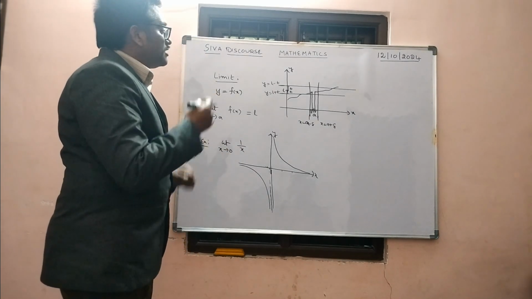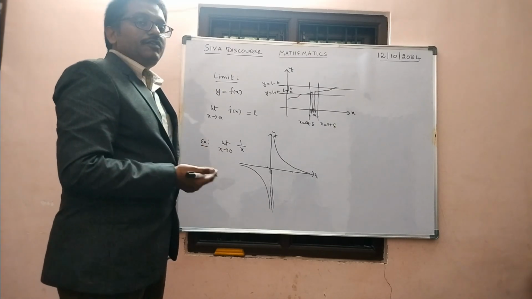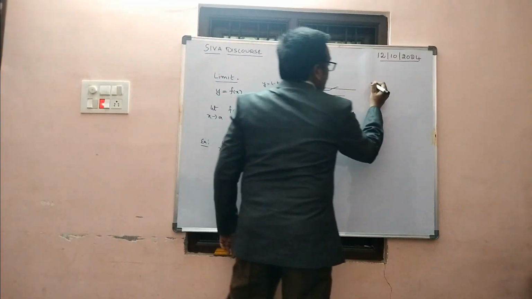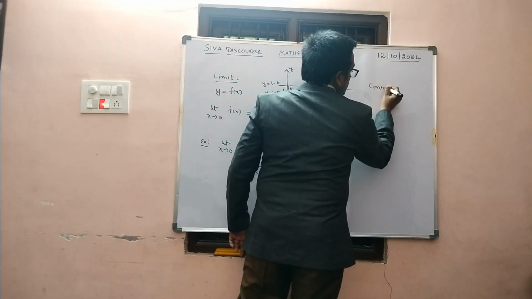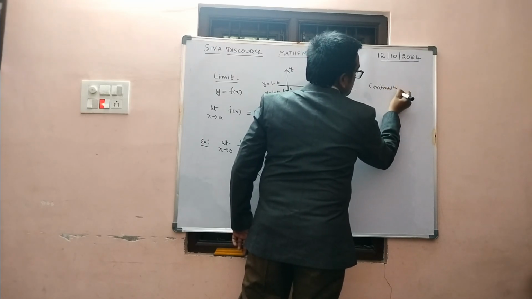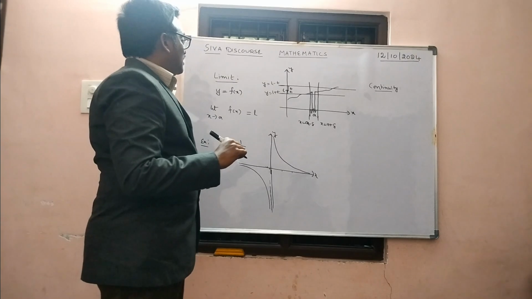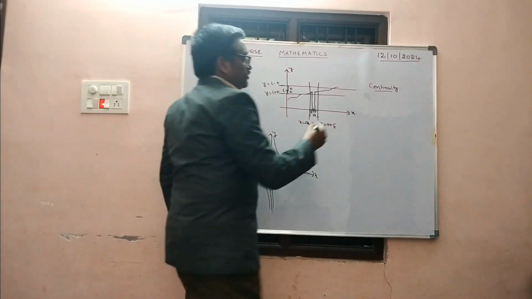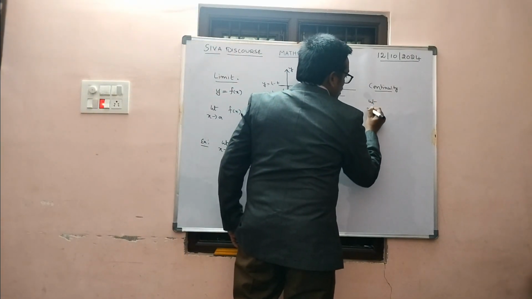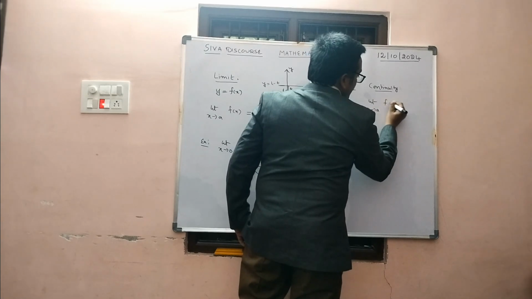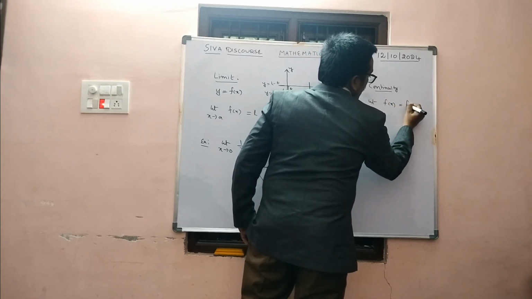Now, coming to the definition of continuity: if the limit exists but is not equal to the function value, then limit x tends to a, f of x equals f of a.